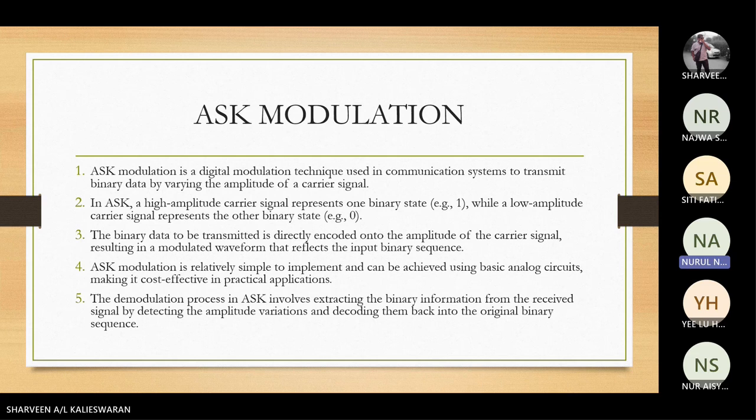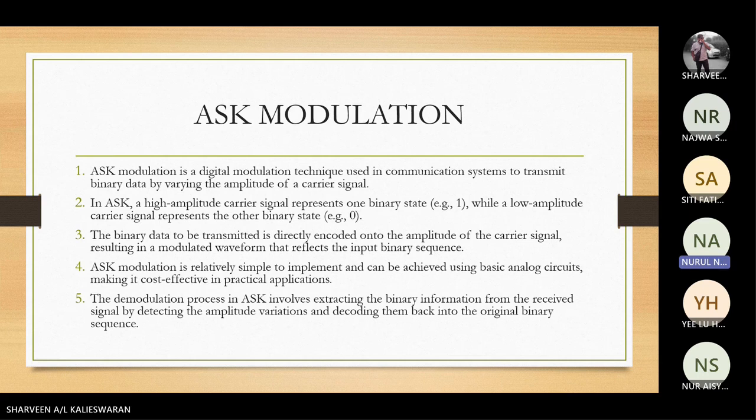The binary data to be transmitted is directly encoded onto the amplitude of the carrier signal, resulting in a modulated waveform that reflects the input binary sequence. ASK modulation is relatively simple to implement and can be achieved using basic analog circuits, making it cost-effective in practical applications. The demodulation process in ASK involves extracting the binary information from the received signal by detecting the amplitude variation and decoding it back into the original binary sequence.